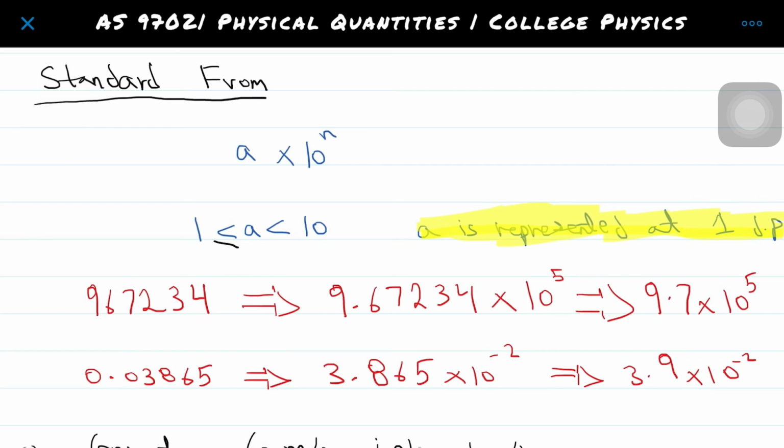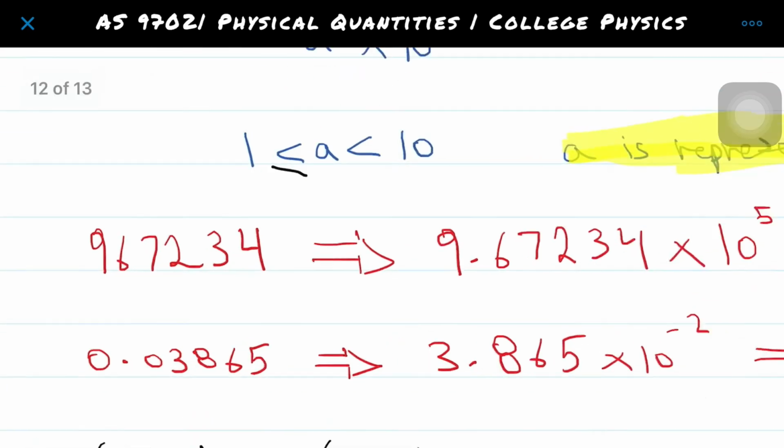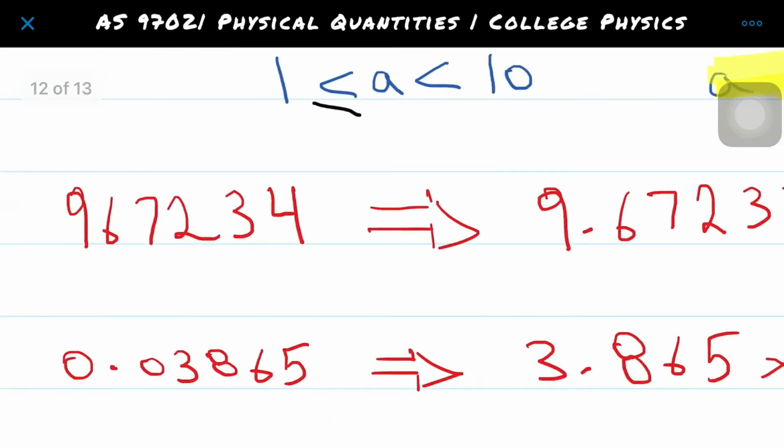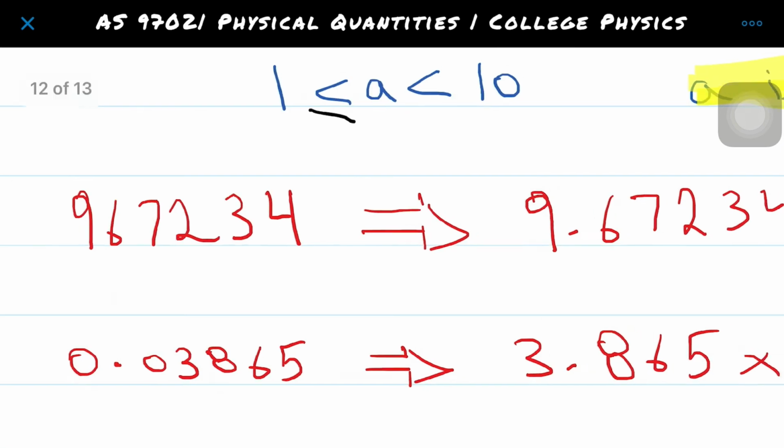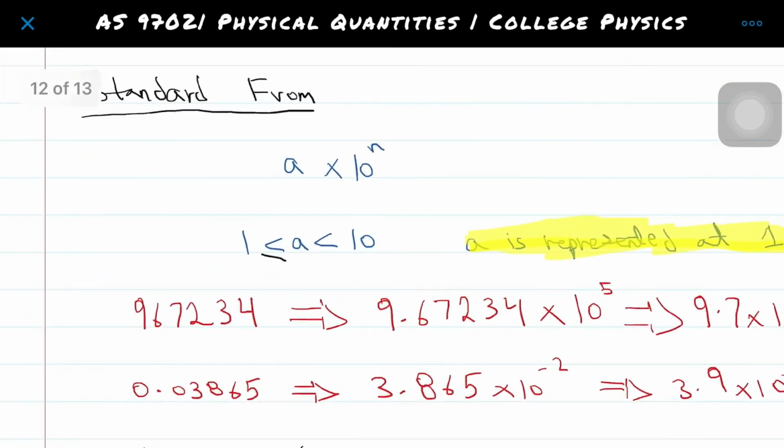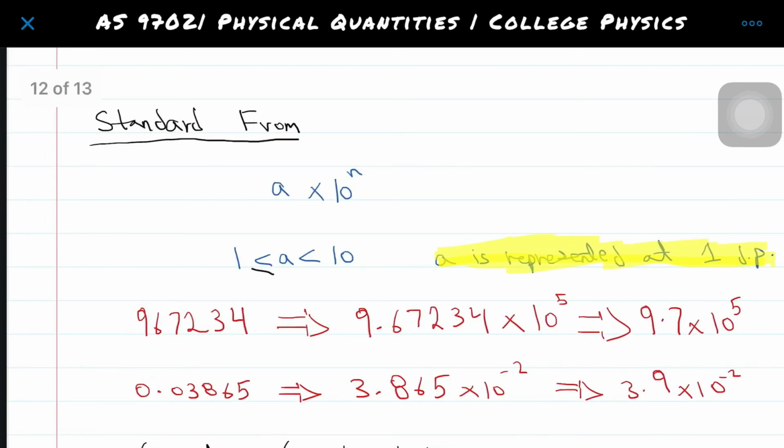0.03865, right? So here the 3 is the a here, right? So it needs to be greater than or equal to 1 and less than 10. So we'll basically make it 3.865. We'll represent it at one decimal place. So we're making it 3.865 into 10 raised to the power minus 2.